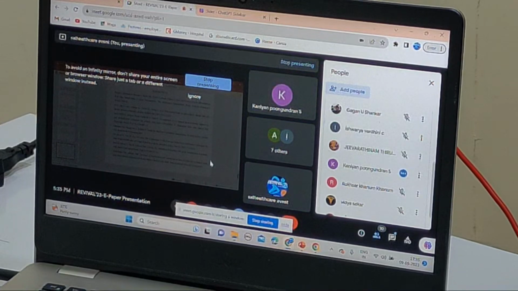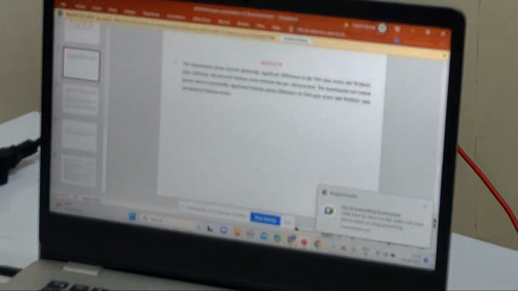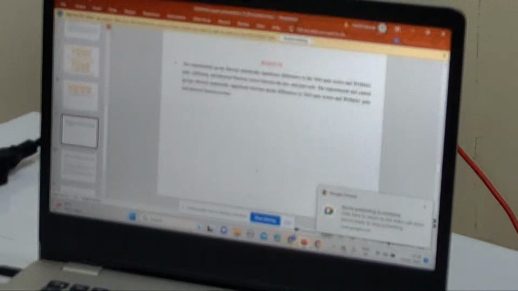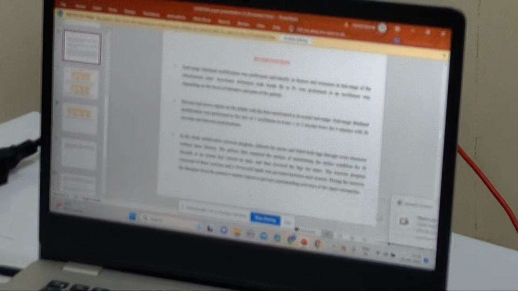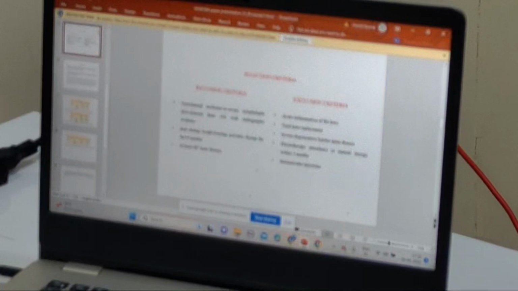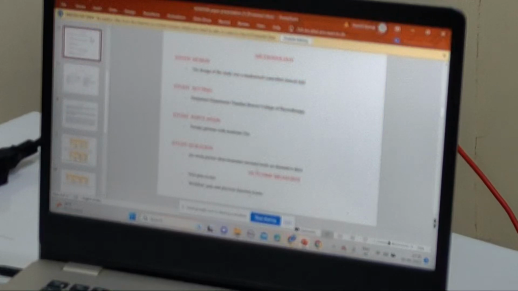Yes, sir. You just move to the methodology slide alone. Okay, sir. Yes, ma'am. Okay. So 20 patients, so 10 and 10 in each group. Correct, right? Yes.